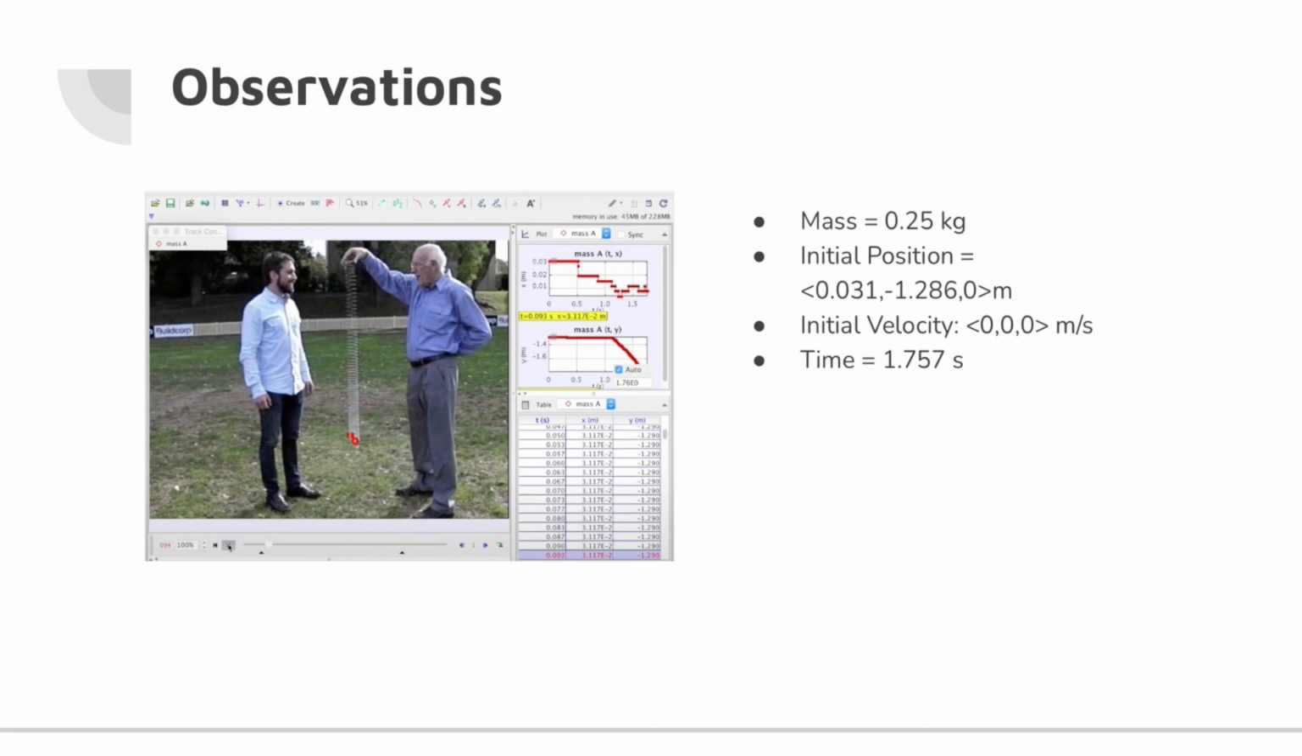The mass of the object was 0.5 kilograms, estimated by the average metal slinky, and the initial position of the object is located at 3.1 times 10 to the 9 meters in the x component and negative 1.286 meters in the y component. The amount of time it takes for the slinky to reach the ground is 1.714 seconds, and since the object is being dropped from rest, the initial velocity is 0 meters per second in all components. As the velocity of the object increases, it is proven that there are forces interacting on the object.